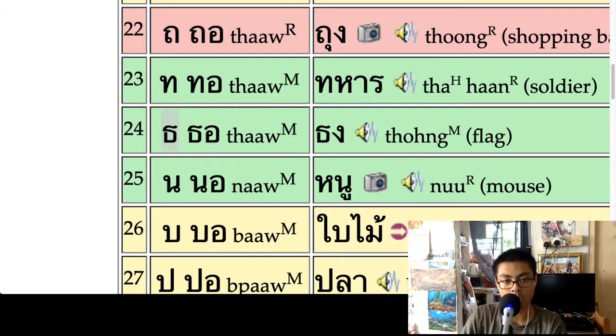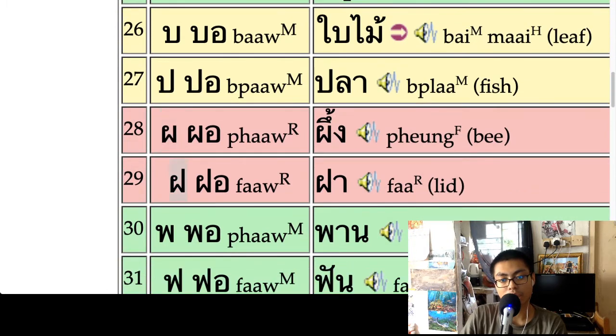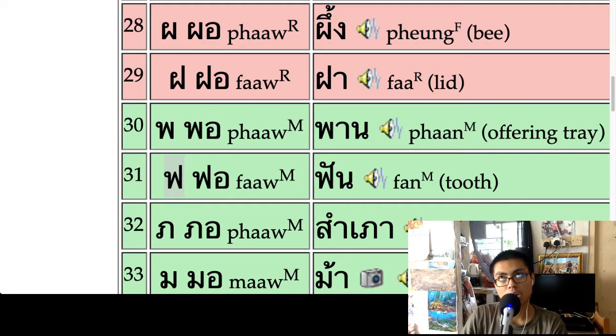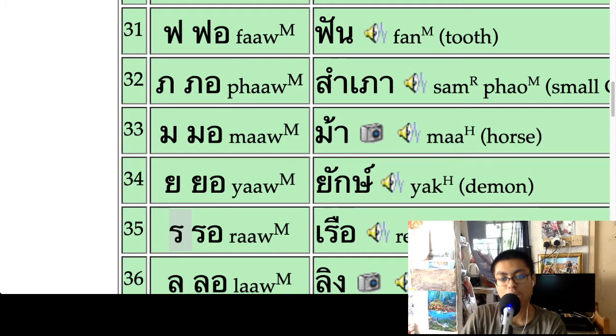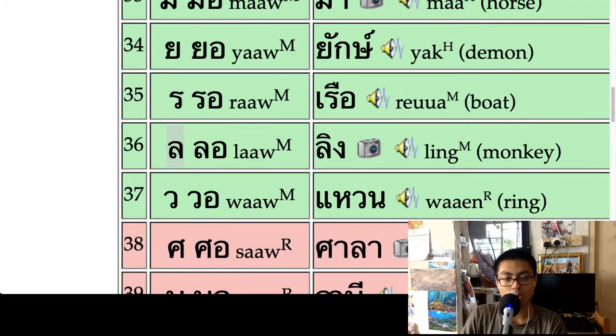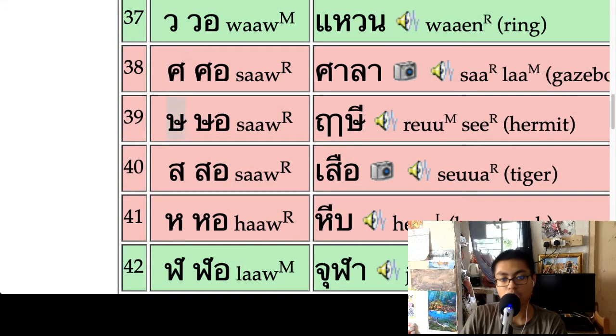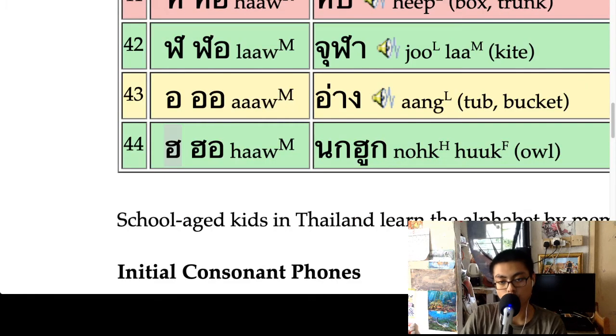Tō tōng, nō nū, bō bāi māi, pō plā, fō fā, fō fān, pō sāmphao, mō mā, yō yak, rō rūa. Actually, this one you need to do the rolling out, like, I cannot do it. I literally cannot do it. Lo le, lo ling, wo wen, so sa la, so lu si, so se, ho hip, lo ju la, o ang, ho nu hu. Boom. 44 consonants. And that's it.